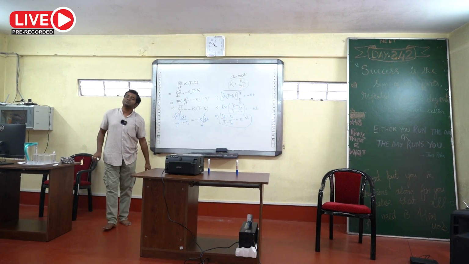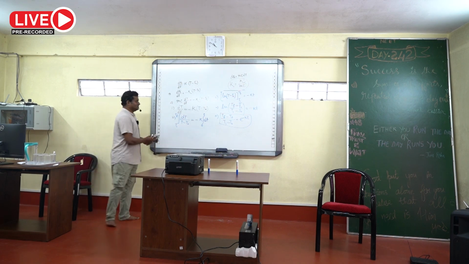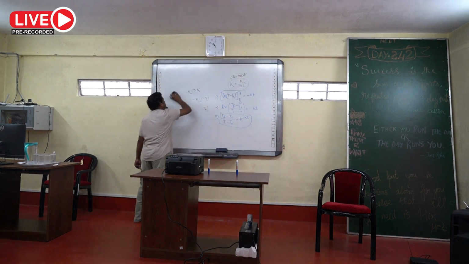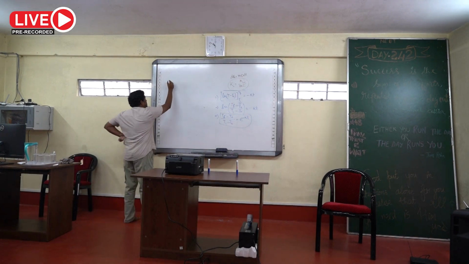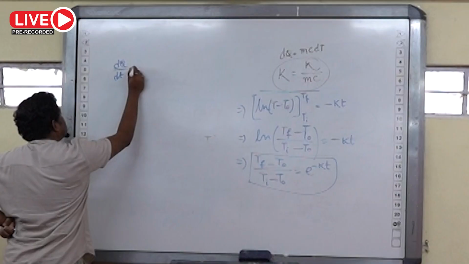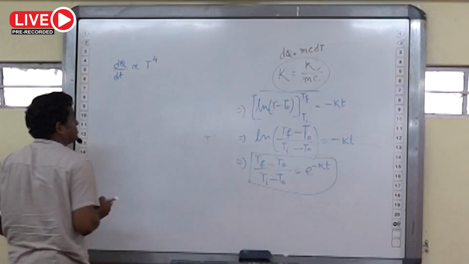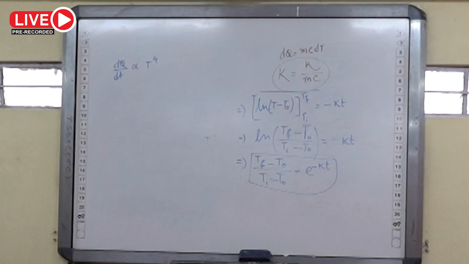Then the correction comes with Stefan's law. In Stefan's law, you will find that this rate of heat loss is proportional to T to the power 4. Rate of heat loss is proportional to temperature to the power 4. This is called Stefan's law.